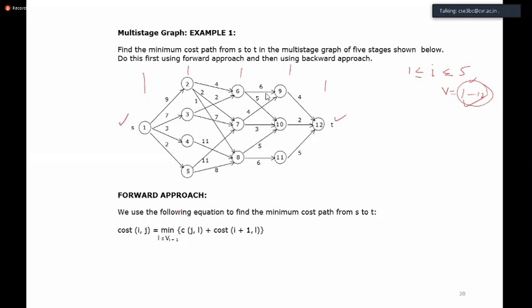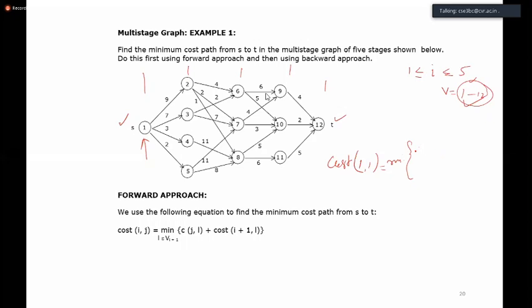Now I'm going to write this. I have to calculate cost of i comma the first vertex. i is equal to 1, so 1 comma 1: first stage, first vertex. Then what is the formula? Minimum over the edges. There are 4 possibilities: 1 to 2, 1 to 3, 1 to 4, 1 to 5.